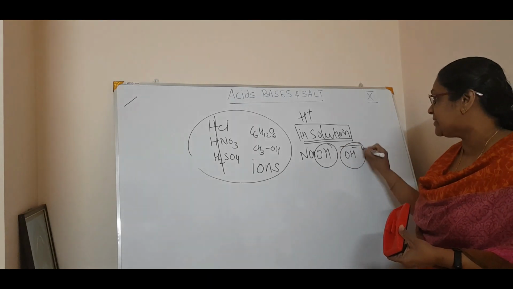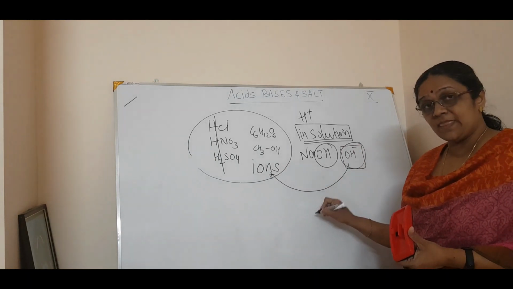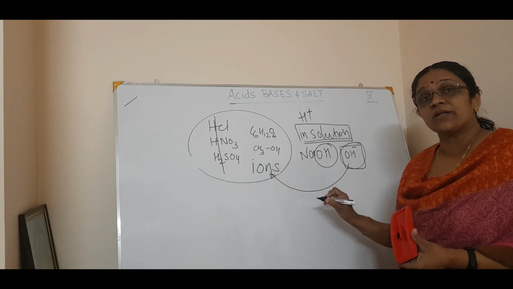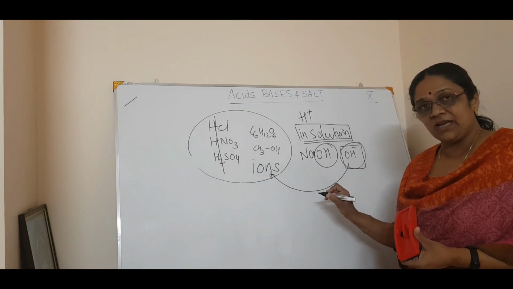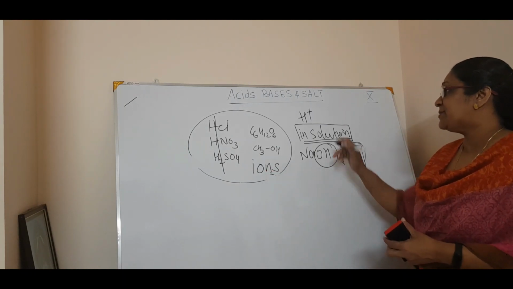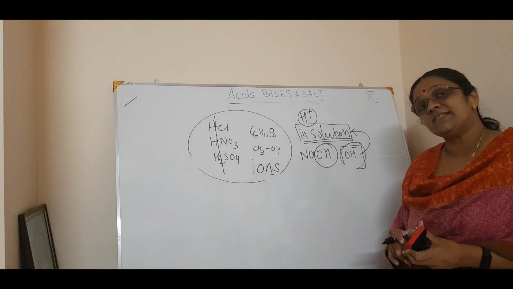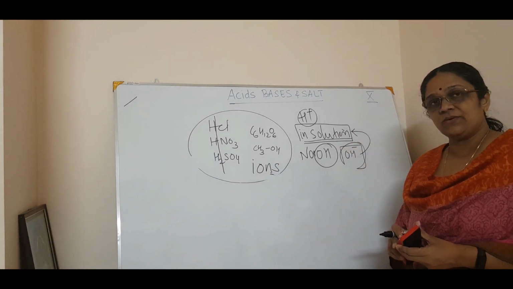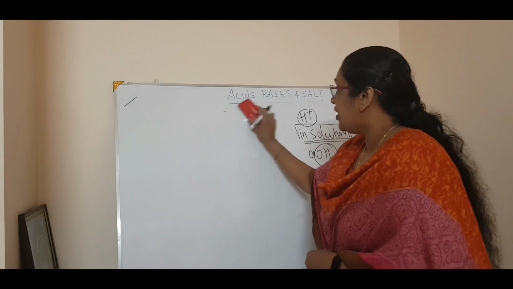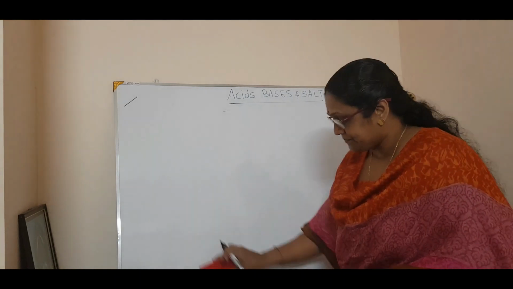Here also, the OH minus is an ion, correct? This radical is an ion. So these ions are responsible for conduction of electricity. Clear? Now, why do I stress H plus ions or OH minus ions in solution, for calling it an acid or a base? For that, we will have an experiment or an activity in your textbook. Let us see what that activity is.